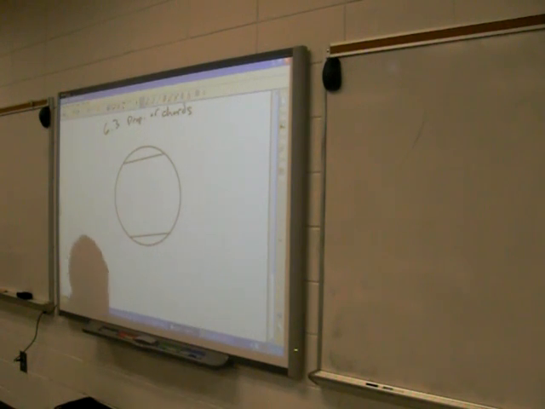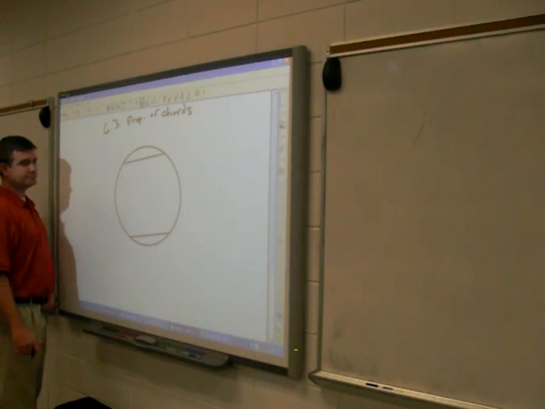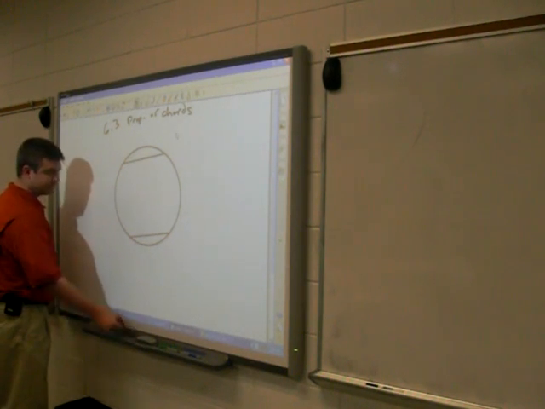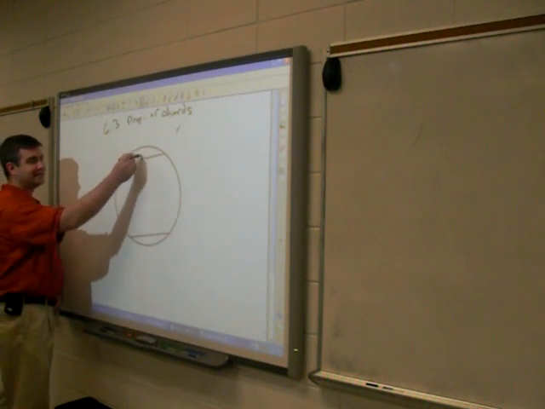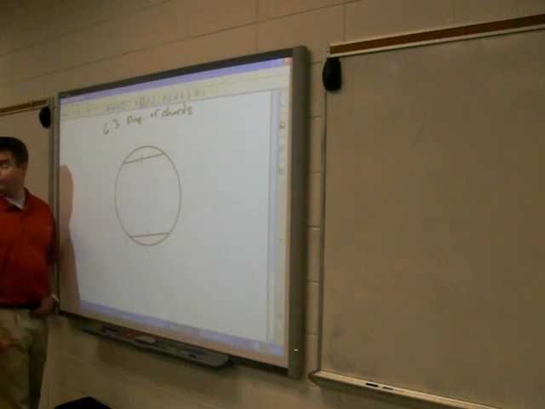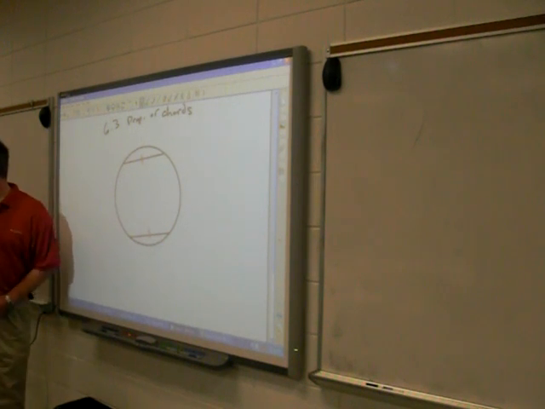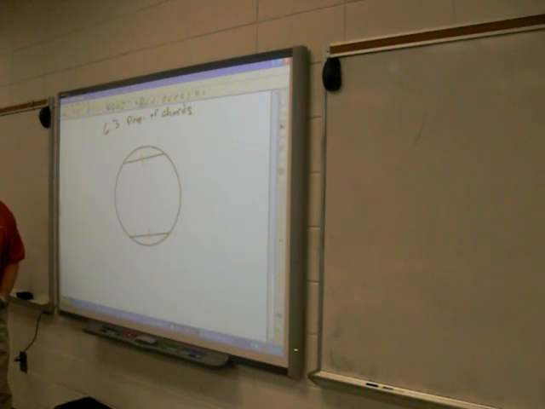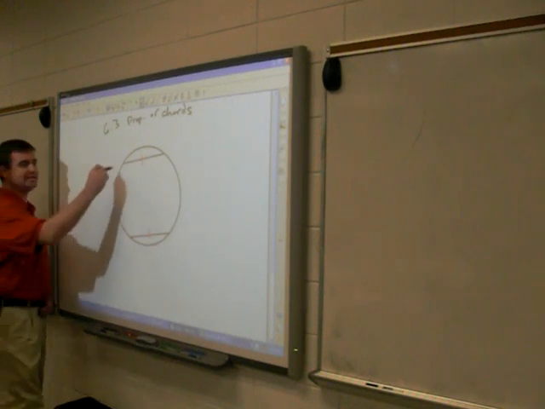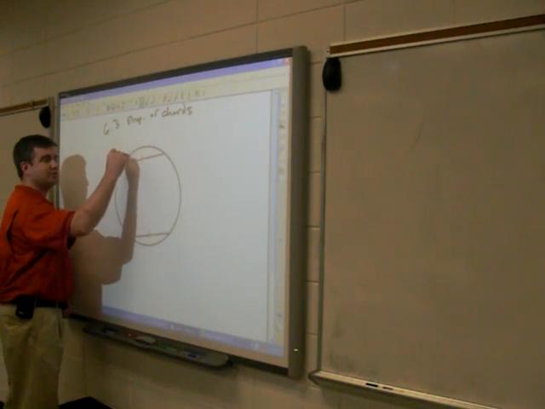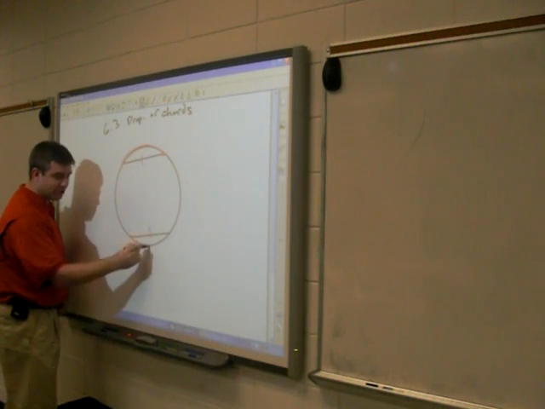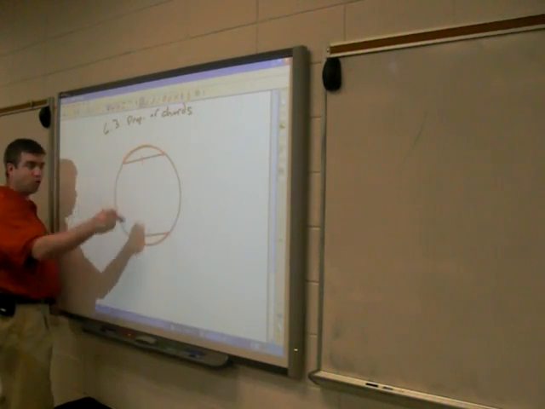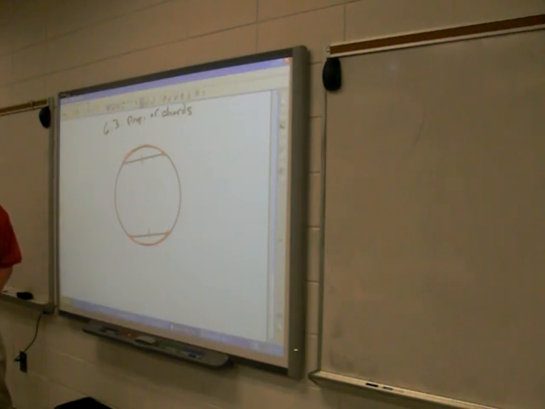In the same circle or in congruent circles, 2 minor arcs are congruent if and only if their corresponding chords are congruent. Alright, so here we have 2 chords, and if I tell you that the 2 chords are congruent, okay, with a slash mark, or if I tell you that they both equal 8, then what that tells you is that this arc here is congruent to this arc, right? If the chords are congruent, then the arcs are congruent.